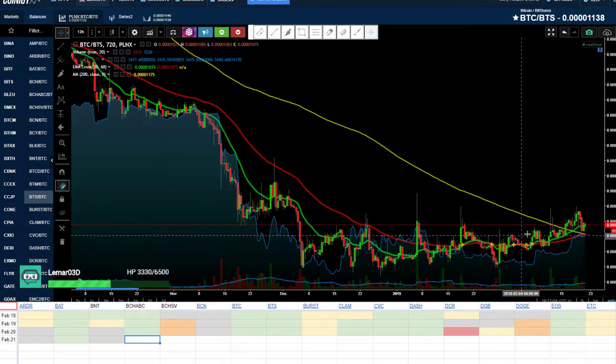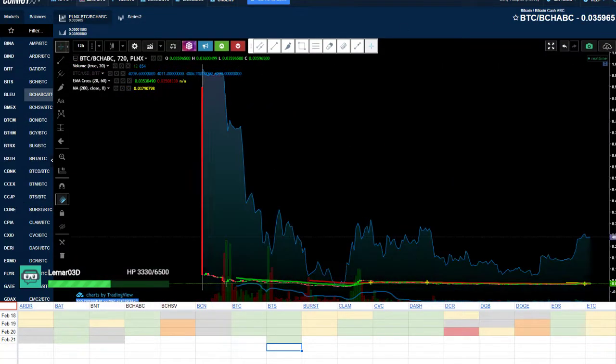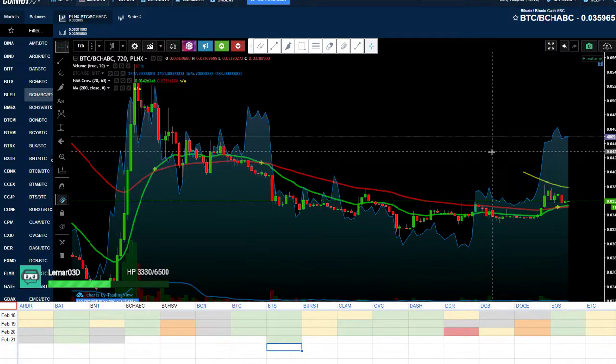BTS still coming up out of this. Look at these big green candles. Looks fantastic. Why am I already up on BTS? I don't know, but I'll put it still as a hold, and I'm going to go back to BCH ABC.